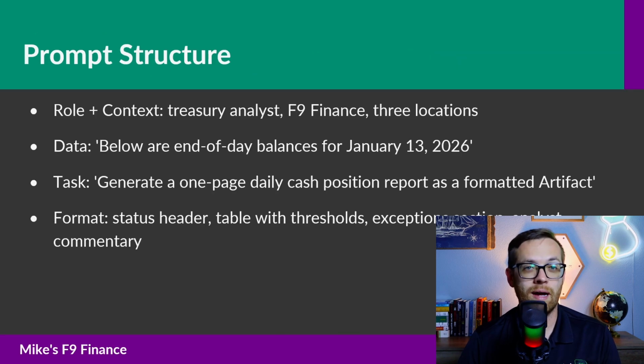We're going to assemble a prompt that Claude will turn into a formatted artifact. For this, the prompt will have 4 pieces: role and context, data, task, and format requirements. Let's go through each one. Role and context first. You're a Treasury analyst at the F9 Finance coffee shop. The company has 3 locations: Astoria, Hell's Kitchen, and Lower Manhattan. Your job is to summarize the daily cash position across all 3 locations. This context tells Claude what language to use, how to think about the data, and what matters to you.